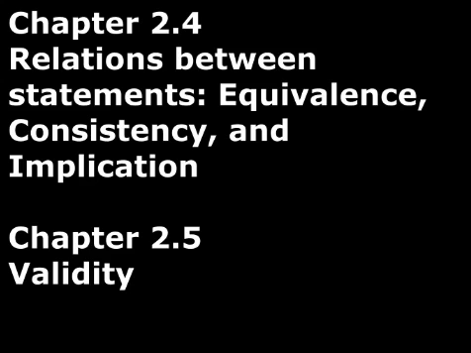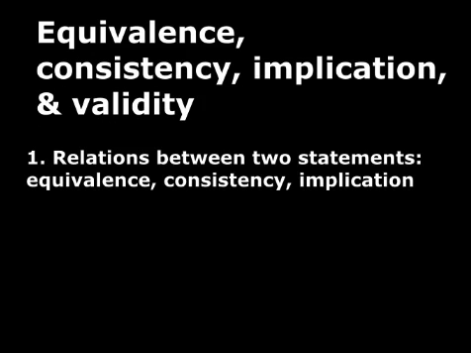Hello, in this video I'm going to be discussing Chapter 2, Section 2.4 and 2.5 from the book Basic Sentential Logic and Informal Fallacies. Section 2.4 will be talking about relations between statements, in particular the relations of equivalence, consistency, and implication. And then in Section 2.5 the topic will turn to validity. So equivalence, consistency, implication, and validity. This is going to be all of the topics I'll talk about.